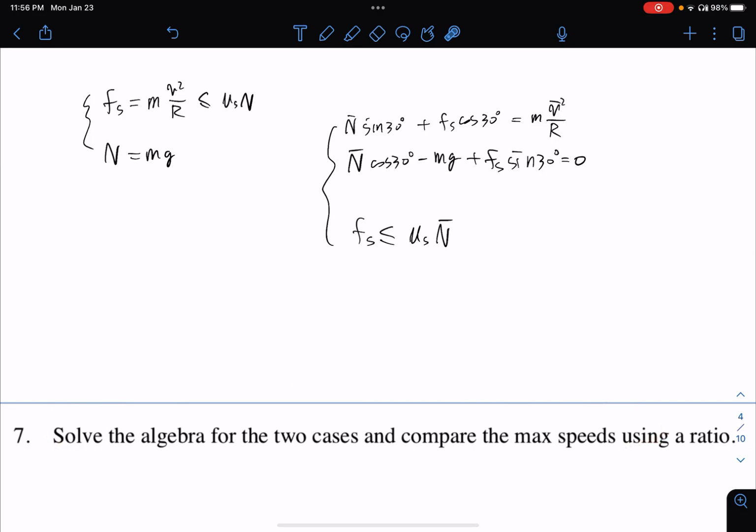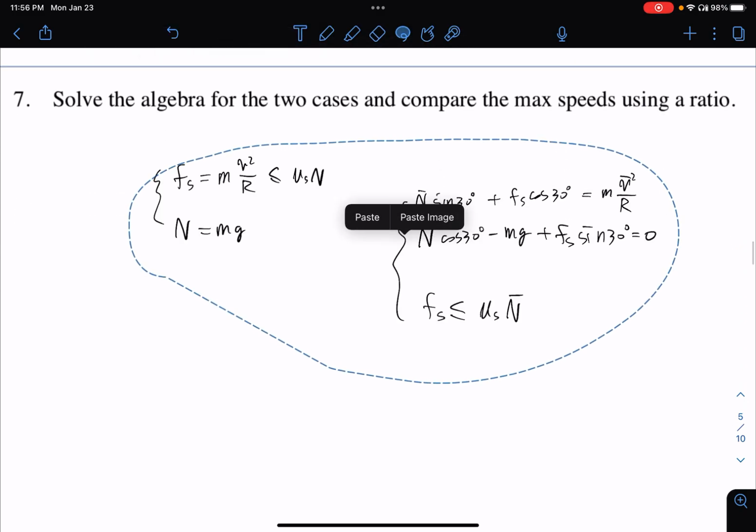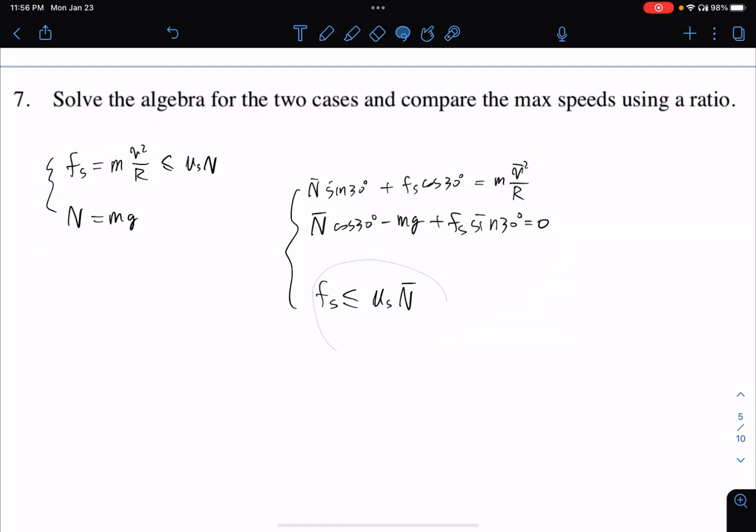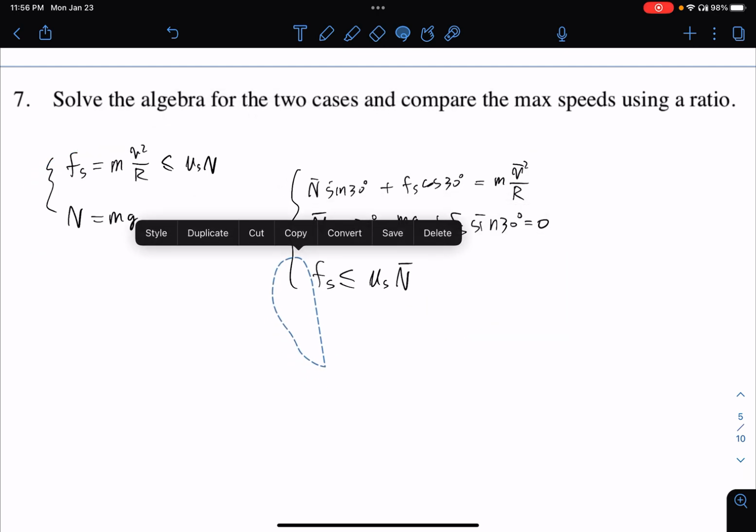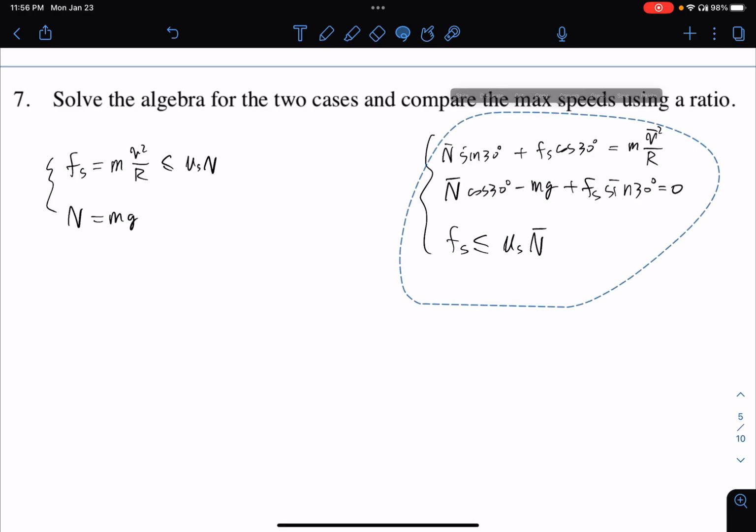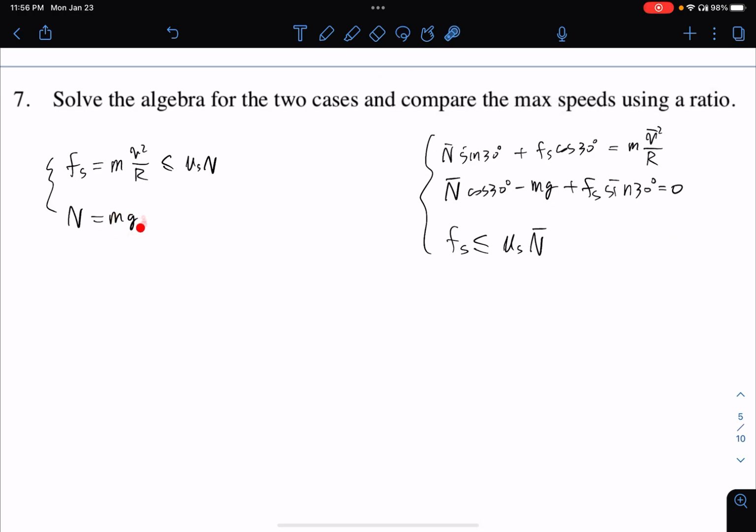Now let's solve the algebra. The case with a flat road is easier, so let's do that first. We have a normal force that can be equalized with the mass times the gravity. So let's just replace the normal force here with n times g. This is just this part of the equation, where I replace n with mg.